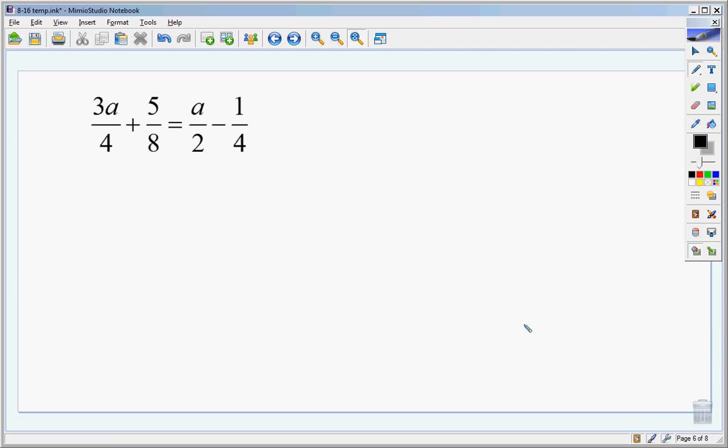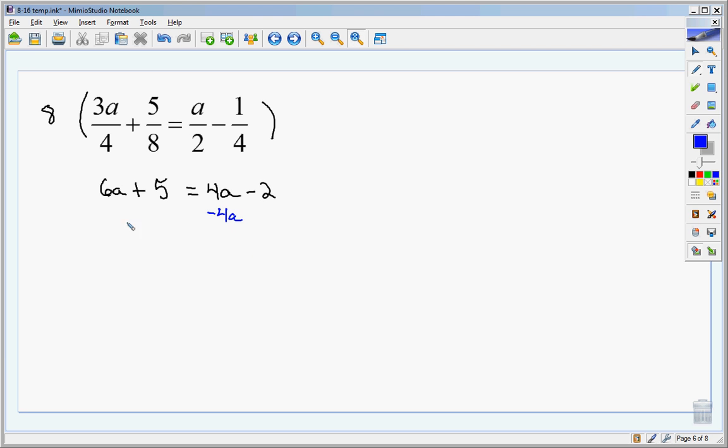Eight. When I multiply by 8, 4 goes into 8 twice. This becomes 6a. When I multiply by 8 in the second term, the 8's would cancel out, leaving me 5. When I multiply by 8 here, 2 goes into 8 4 times. This would become 4a. When I multiply by 8 in the last term, 4 goes into 8 twice. This would be a negative 2. The nice thing about getting rid of the fractions is it certainly makes the problem a lot easier to work with.